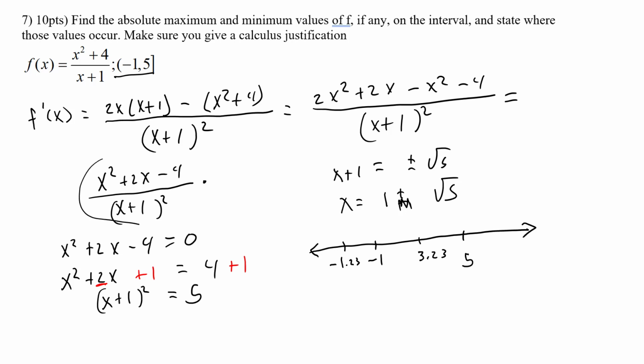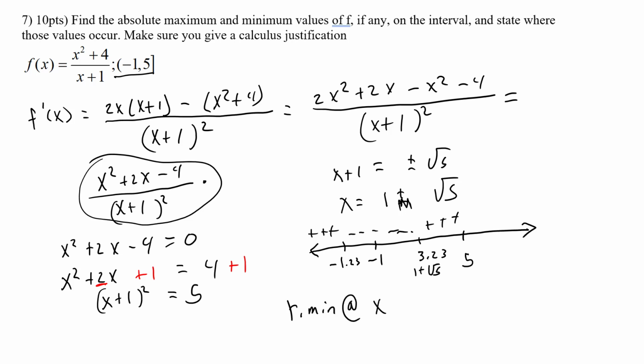But if we were just looking at this expression without any restrictions, then the bottom is always positive except where it's undefined. To the left, because of the square, this will be positive, and then it will be negative. And then once we get past the other 0, it will be positive. And you can see that at 1 plus the square root of 5, you're going down and then up. Relative min at x equals 1 plus the square root of 5.